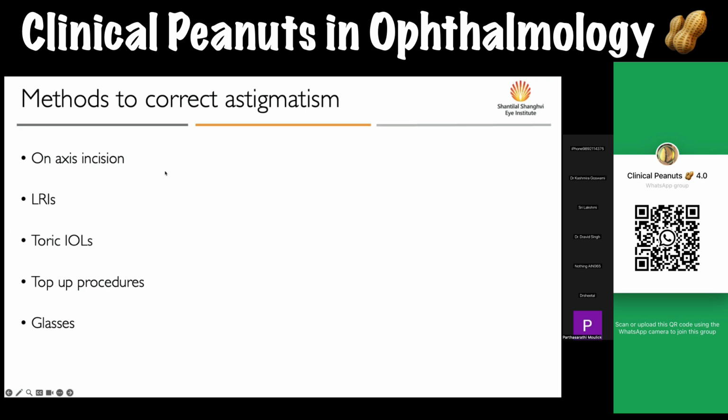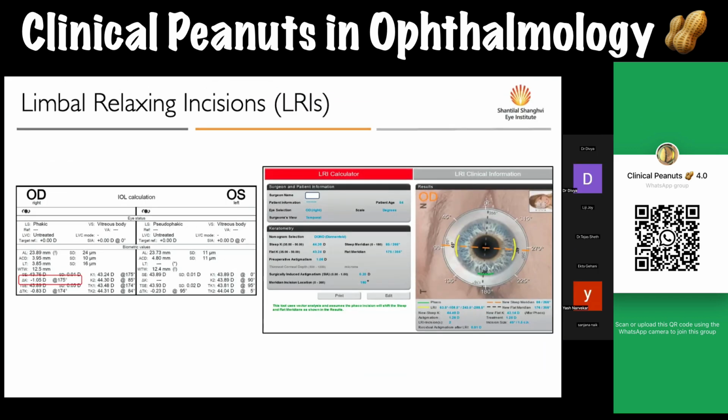On-axis incisions: most patients in our older age group have against-the-rule astigmatism. Sitting on the steep axis temporarily helps correct a small amount of that small cylinder. And if it is something a little more, say around 0.5 to 1 diopters or even sometimes 1.25 diopters, you can consider a limbal relaxing incision as well.